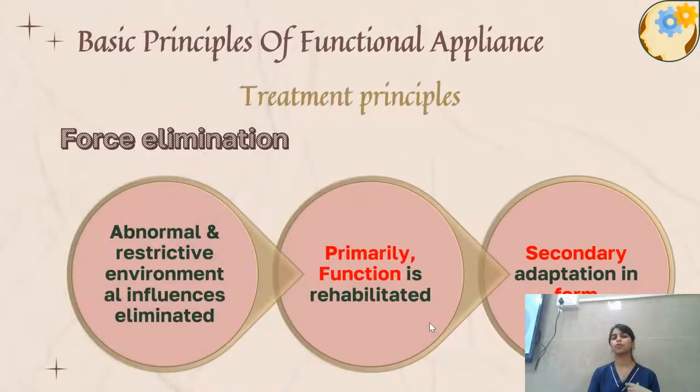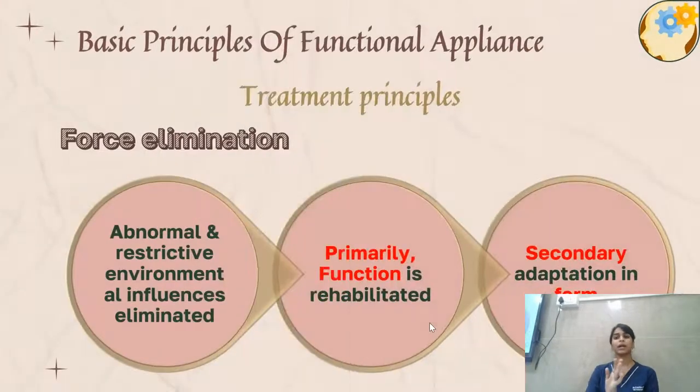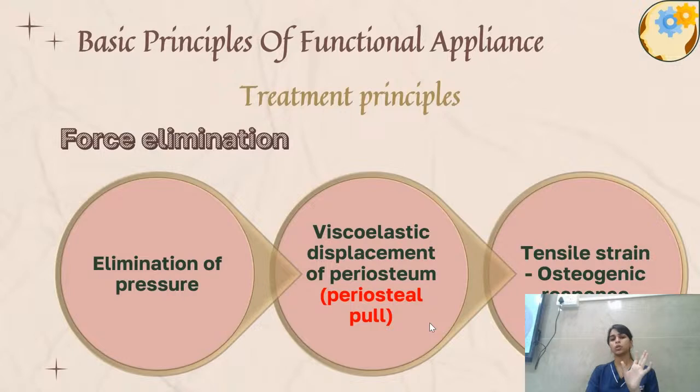However, when we talk about force elimination, it is any unfavorable or restrictive force that we are eliminating. By eliminating it, first we are rehabilitating the function, and following the rehabilitation of function, there will be secondary adaptation in form. Along with the secondary adaptation in form, there will also be a viscoelastic displacement of the periosteum. That is known as the periosteal pull, which will be discussed as a part of the Frankel appliance later as well.